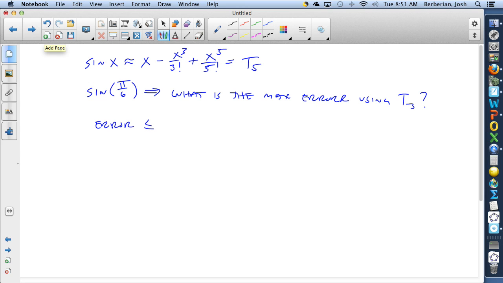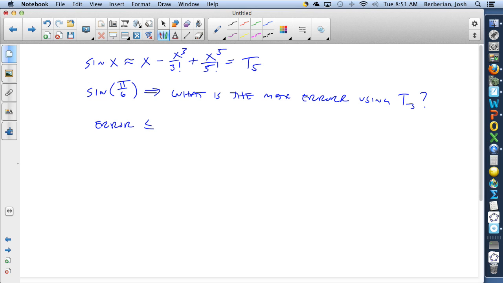You could say that the error is definitely less than or equal to the maximum of the 6th derivative over 6 factorial times x minus a to the 6th. But we actually know what the 6th term is going to be. 0. That just means it's less than 0? So I need to be clear. The maximum of the 6th derivative is not going to be 0.